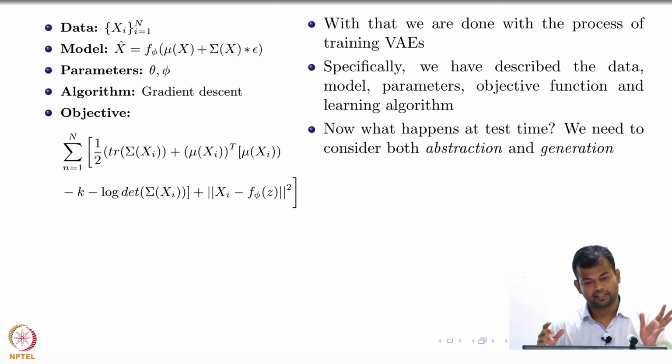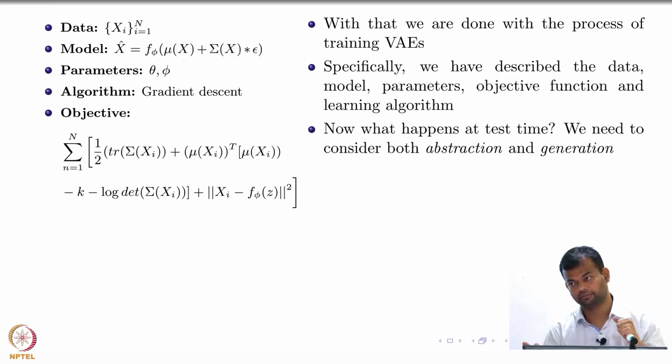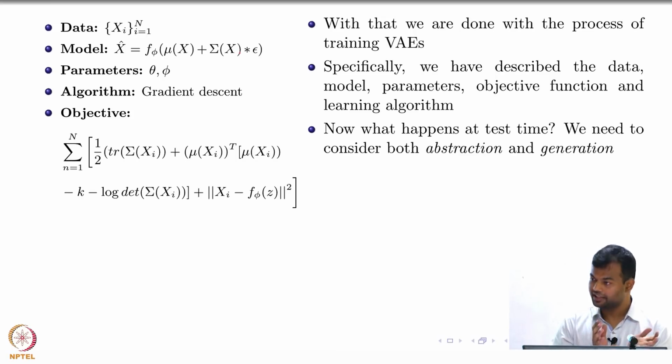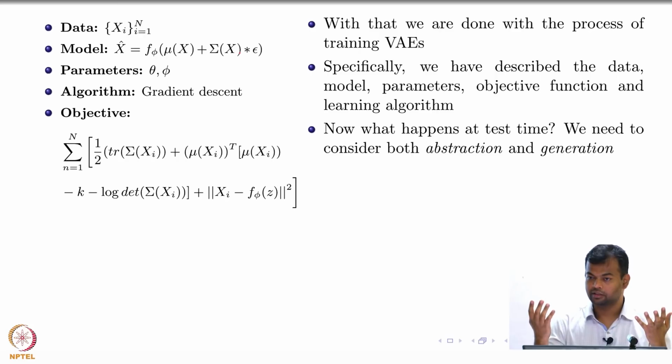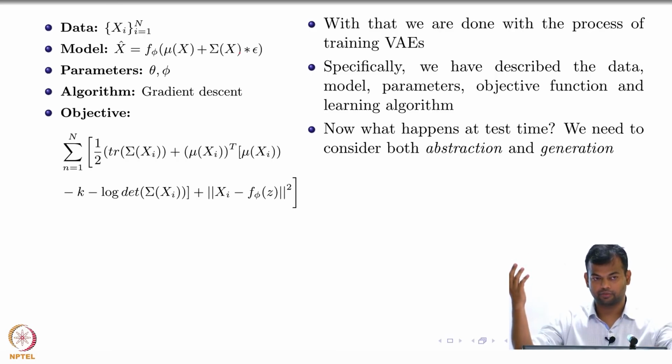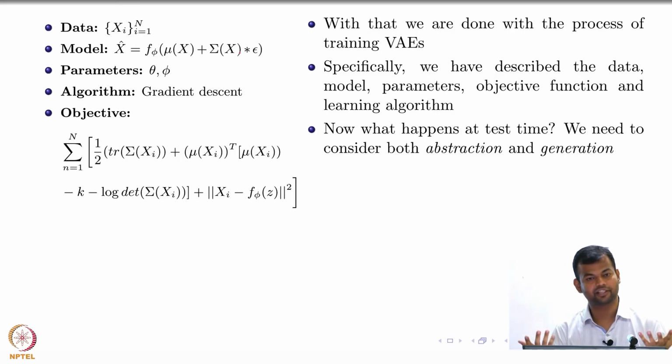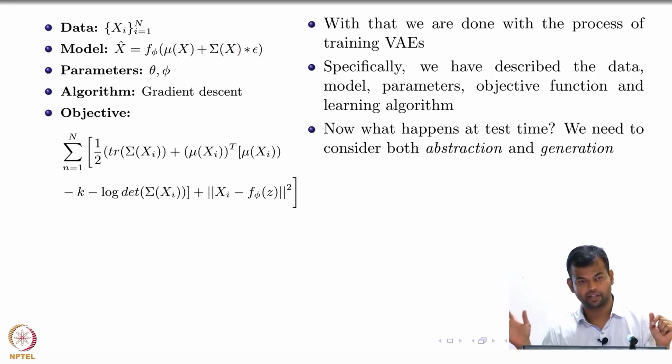Now what happens at test time? What do we need to do at test time? What are the two things that we're interested in? Abstraction and generation. Remember, when we started this lecture, I said that in an autoencoder, you take an x and you reconstruct an x. What's the fun in this? Where's the magic trick here? You took an x, you just got an x back. So where's the magic here? There's no magic here. Okay? So we'll get to that answer now.